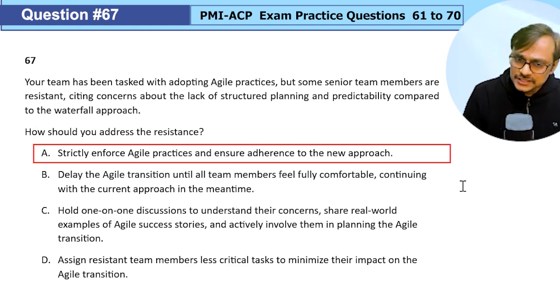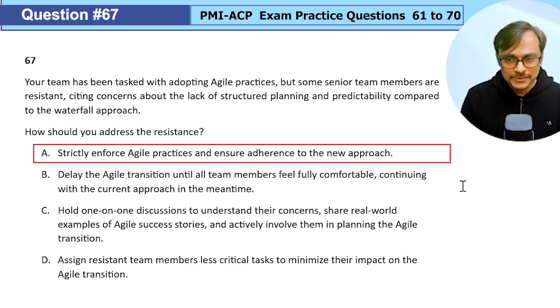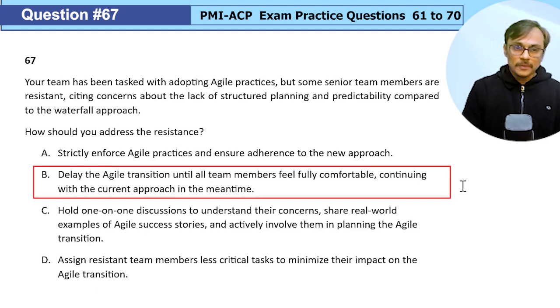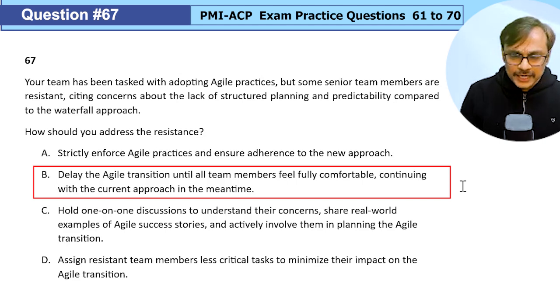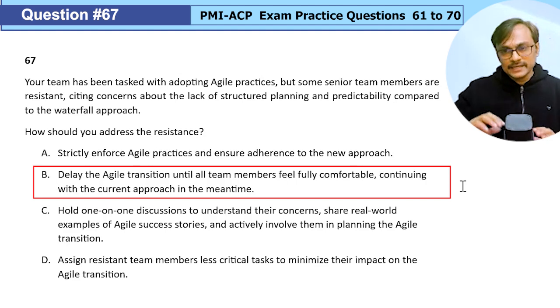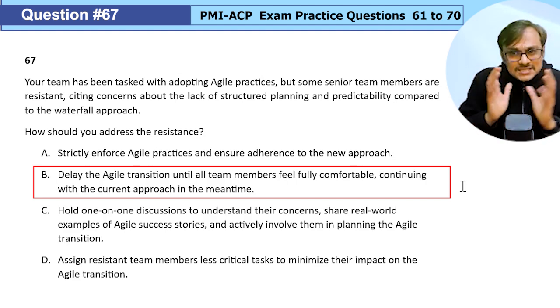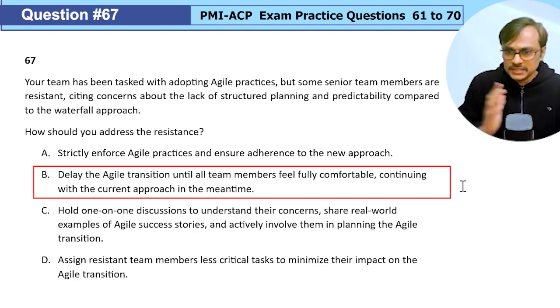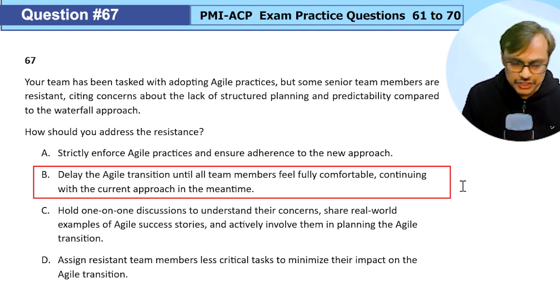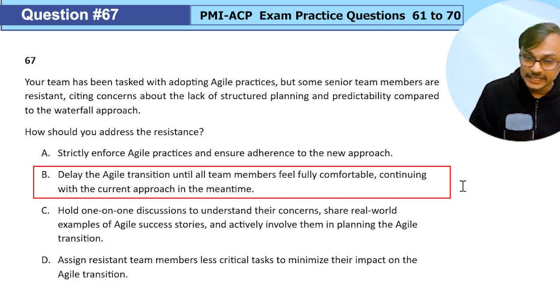Option A: strictly enforce agile practices and ensure adherence to the agile approach. You know that these kinds of options are not good. Option B: delay the agile transition until all team members feel fully comfortable, continuing with the current approach in the meantime. I can do that, but in this delay, I have to do something. Rather than saying let's delay it, maybe you can say let's train them and then we adapt. Just delay is not the solution. There is a possibility we may replan our transitioning activity. So I don't like the word delay.